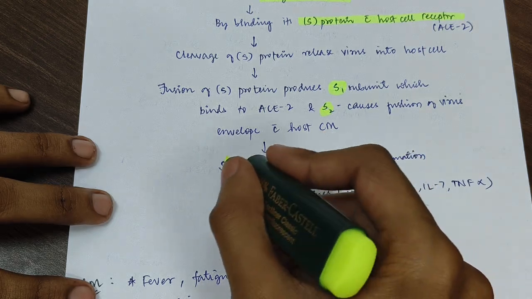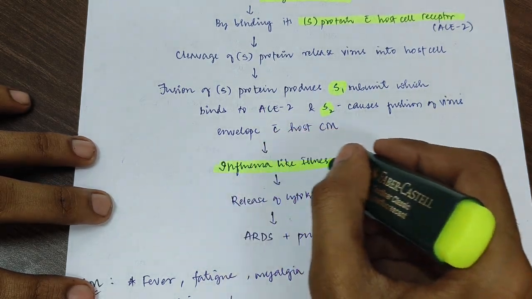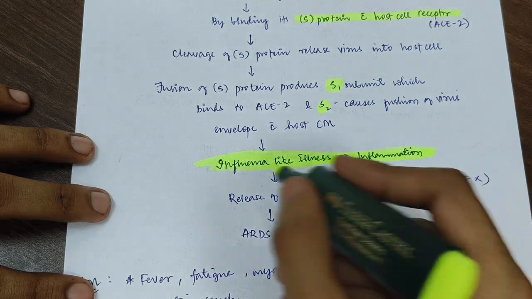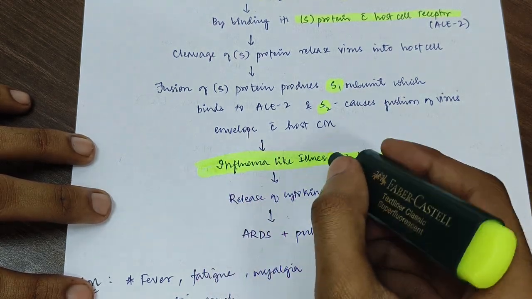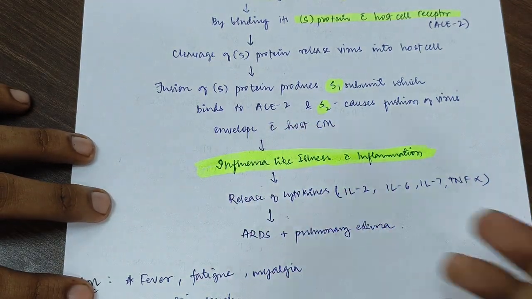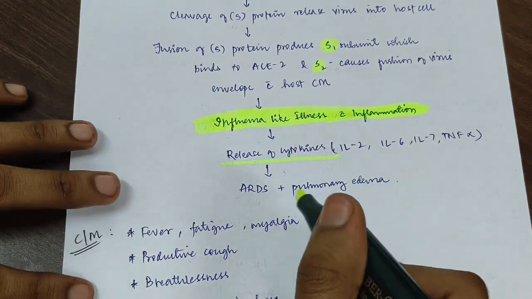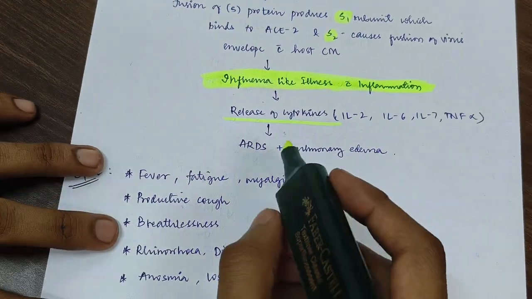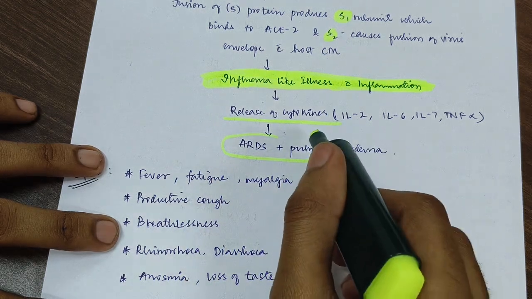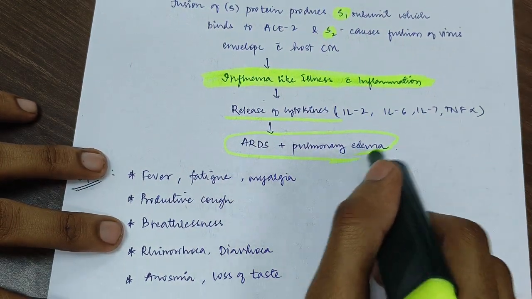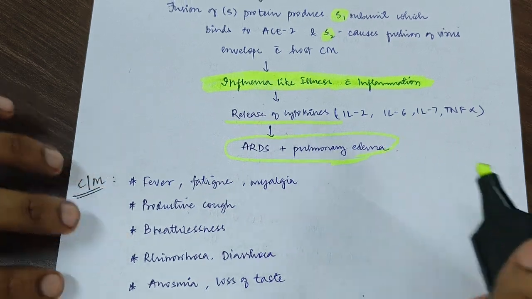Next is influenza-like illness. It is going to cause influenza-like illness and inflammation. This is the thing which is caused here. You are going to highlight it properly. Influenza-like illness with inflammation. So once there is inflammation, there is release of cytokines. After release of cytokines, the cytokine storm will occur, then that will lead to pulmonary edema and acute respiratory distress syndrome.